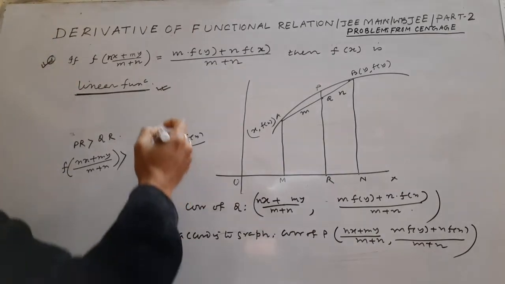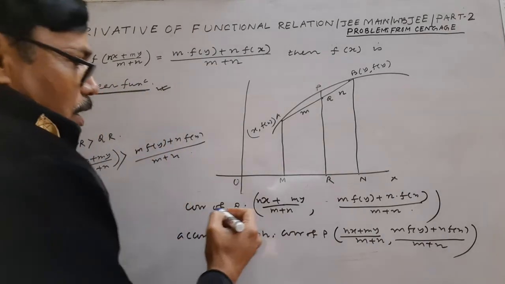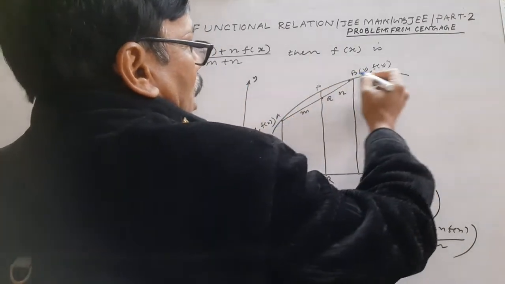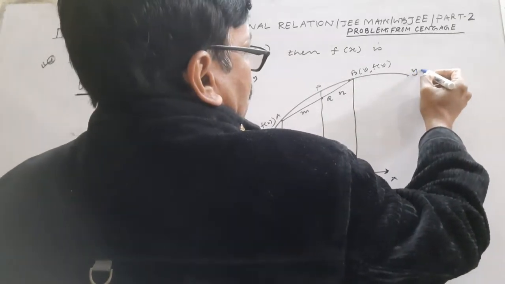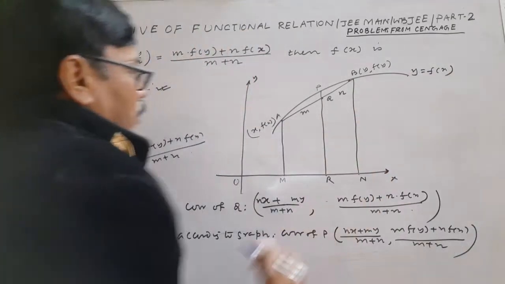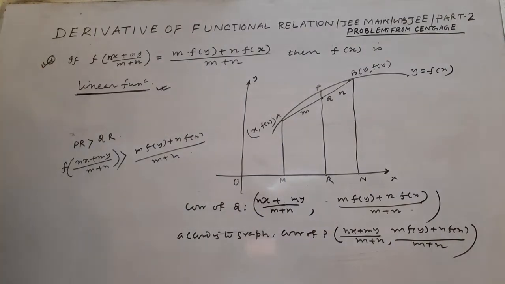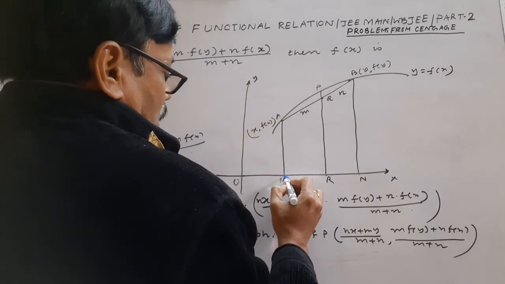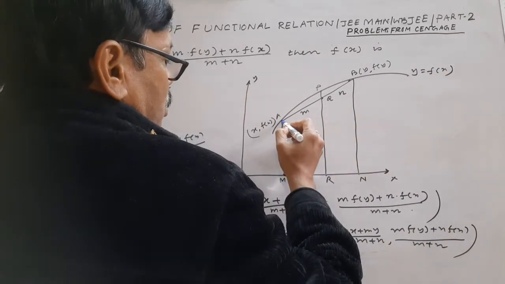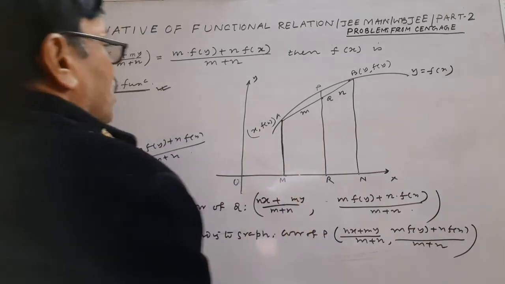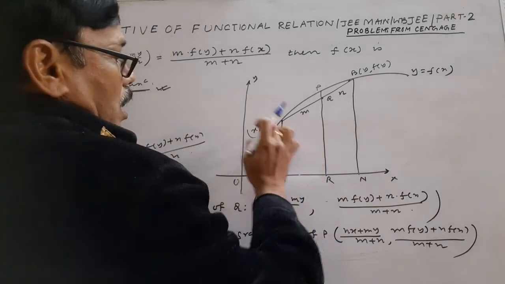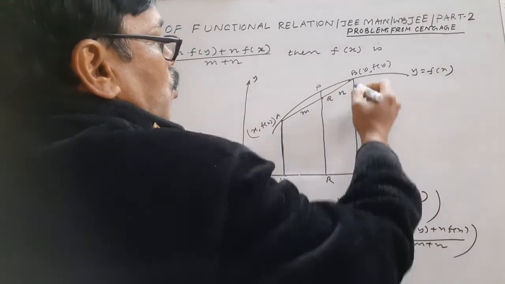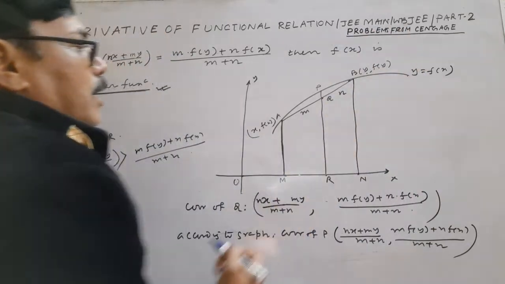Now look at the proof of the result. This is the x-axis, this is the y-axis, and y equals f(x) is any curve. If it is x, then since the function is f(x), this is f(x). So what is the coordinate of A? x comma f(x). When it is y, the coordinate of B is y comma f(y).